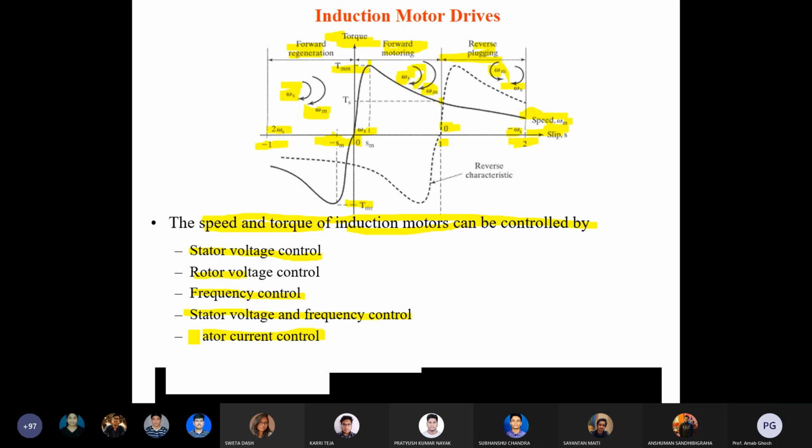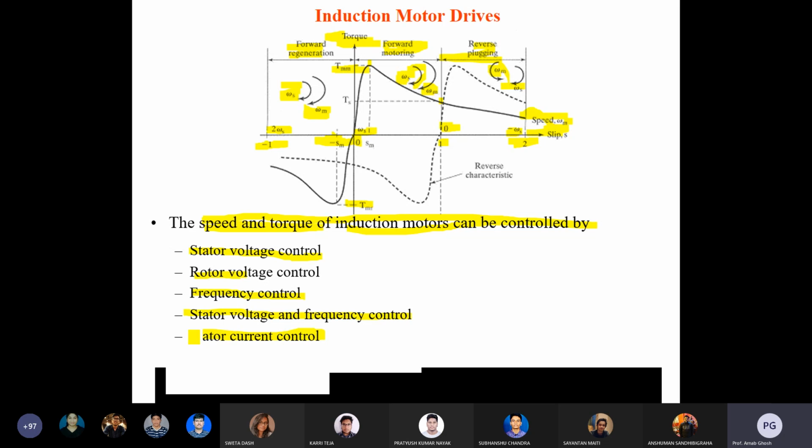Stator voltage control means you are using an autotransformer at the stator end and varying the autotransformer terminals with a slider. By varying that point, the stator voltage is controlled. If you recall the drives syllabus, there are formulas where the stator voltage is proportional to the speed of the motor. If you vary the stator voltage, the motor speed also varies.